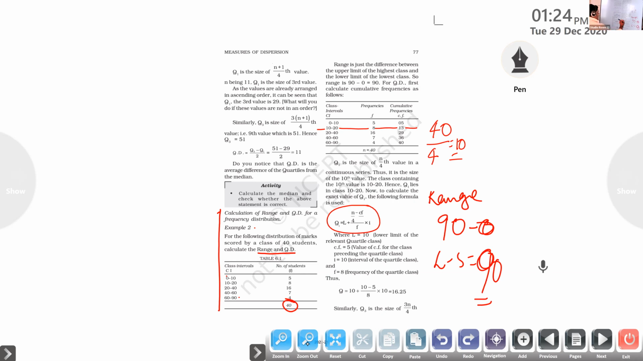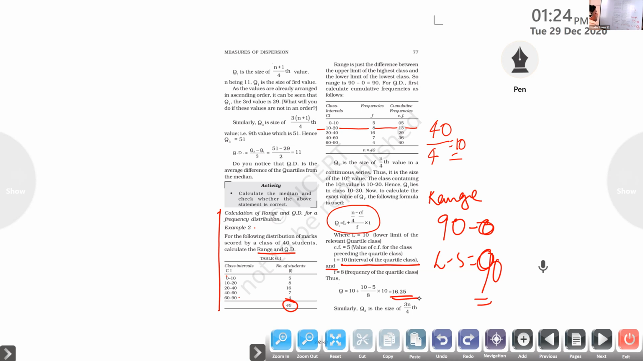Okay, 8. And we are going to apply the equation. Q1 is equal to L, 10, plus N by 4, that is 10, minus CF. CF is 5, the cumulative frequency, divided by F, the frequency of the quartile class, which is 8, multiplied by the number 10 here. So that is I. What is I? The interval of the quartile class. Clear?